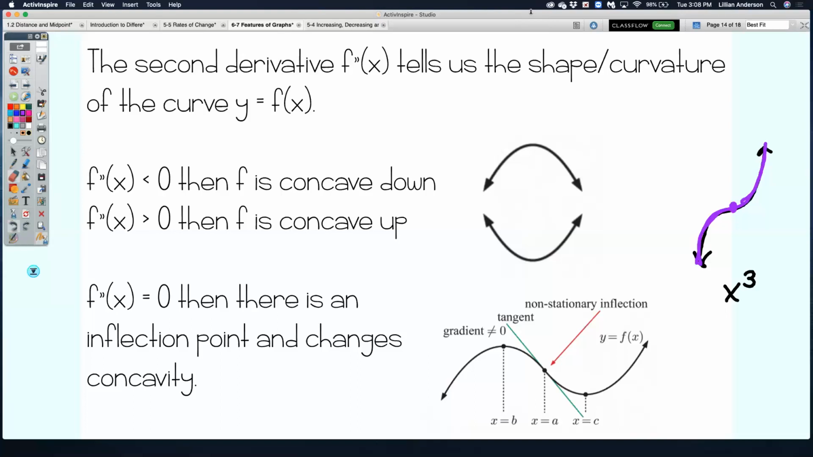And literally all you do to find the second derivative is take the derivative of the derivative, okay? And you set the second derivative equal to 0 to determine if you have an inflection point. And then you can test it the same way we tested for maximums and minimums. All right?